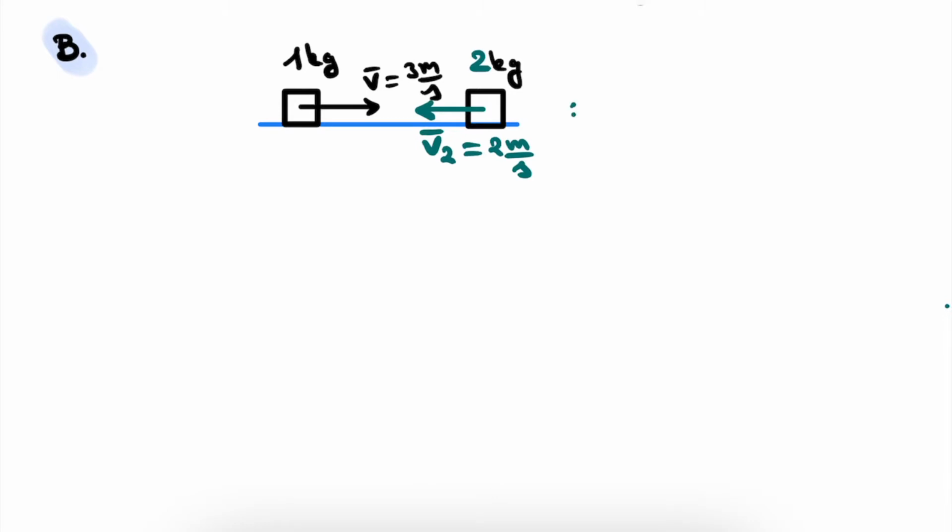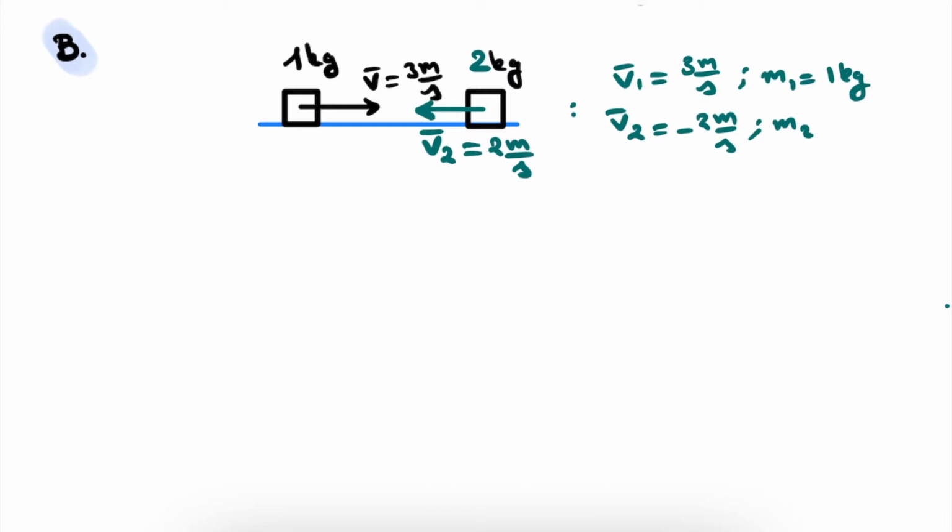Again, our givens are, of course, that v1, our initial velocity of object 1, is 3 meters per second. Its mass m1 is equal to 1 kilogram. Our second initial velocity is now minus 2 meters per second, since it is moving to the left.